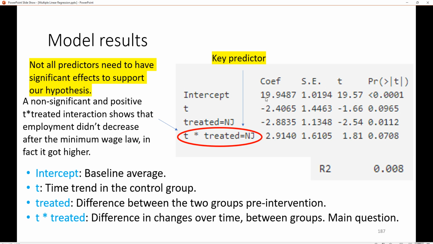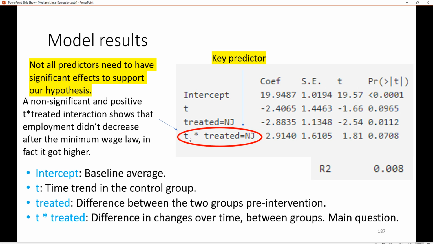On the right side, we see values for the intercept. The FTE intercept would be 19.9487. Our effect T has a coefficient of negative 2.4065. Our treated effect is negative 2.8835.